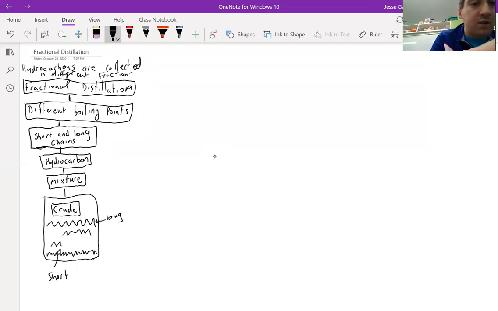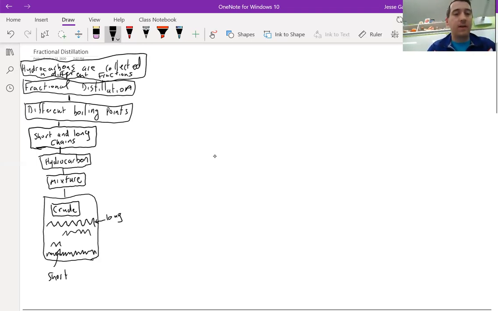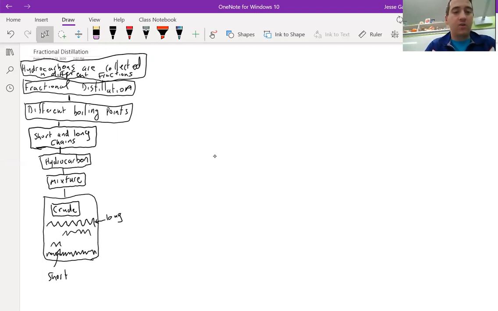Now, a fraction is going to become more clear in a second. Sorry, this is a bit messy, but okay. So, in short, again, crude oil is a mixture of hydrocarbons. It has short and long chain hydrocarbons shown by basically the squiggly lines here. The longer the line, the longer the chain. And the different chains have different boiling points.